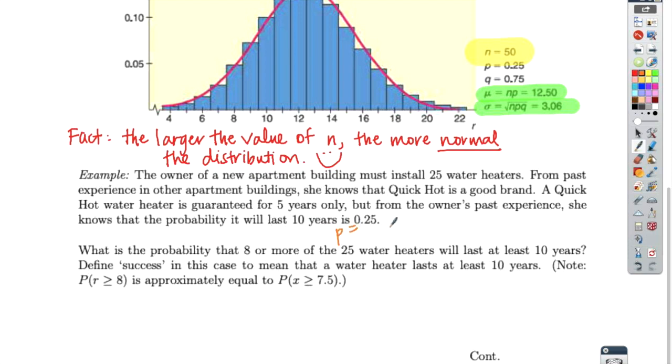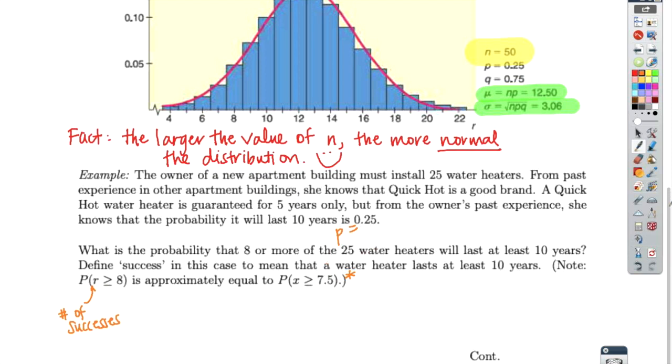What is the probability that 8 or more of the 25 water heaters will last 10 years? Define success in this case to mean that a water heater lasts 10 years. And note, and we will come back to this later, the probability that we have 8 or more successes, remember R is the number of successes, so the probability that R is greater than or equal to 8 is approximately equal to the probability that X is greater than or equal to 7.5. I'll say more on that later.